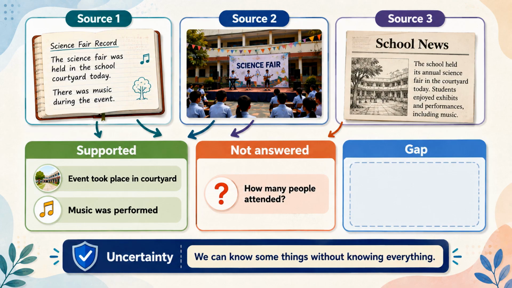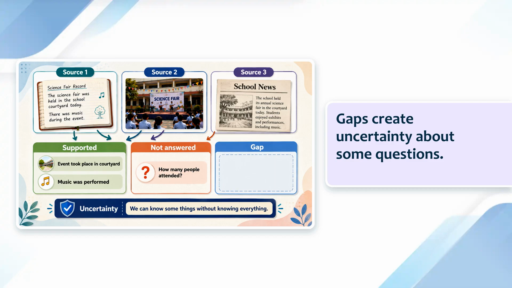Next, we will examine gaps and uncertainty when sources do not answer every question. Look at the 2 lower columns. The sources support that an event took place in the courtyard and that music was performed, but they do not answer how many people attended. That missing information is a gap. Uncertainty means being clear about such limits instead of pretending the evidence tells us more than it does. The blank space is as important as the filled boxes.